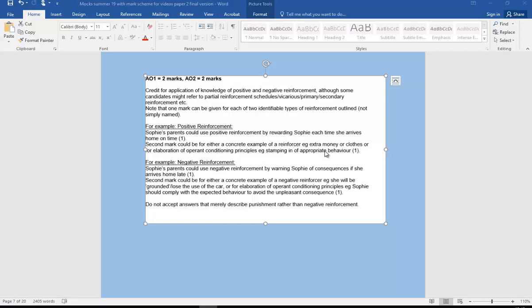So maybe she gets pocket money or something, the promise of something else that she wants every time that she comes home early. Okay, so it needs to have a concrete example. We need to define it clearly. Reinforcement is always about strengthening behavior. Positive is always about giving something nice, pleasant to strengthen that behavior, and then a very concrete example.